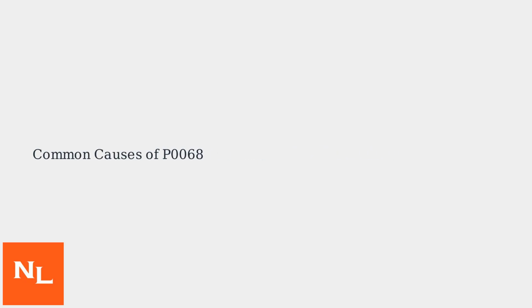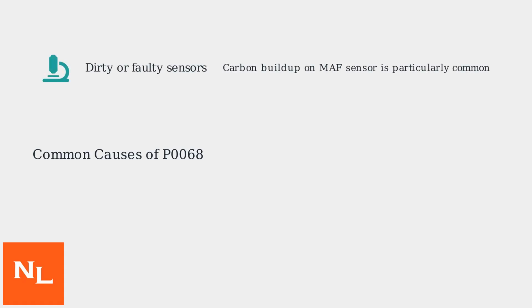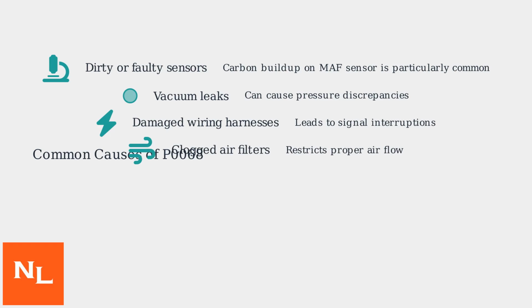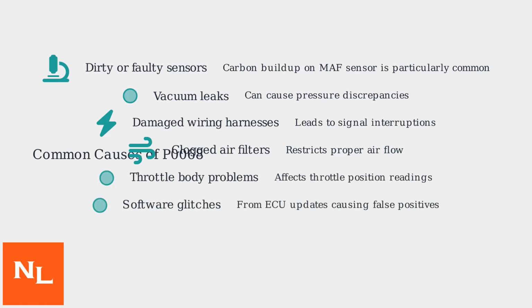Let's examine the most common causes. Dirty or faulty sensors, especially carbon buildup on the MAF sensor, are a frequent culprit. Vacuum leaks can create pressure differences that confuse the sensors. Damaged wiring harnesses may interrupt electrical signals to the sensors. Clogged air filters restrict airflow and affect sensor readings. Throttle body issues can disrupt throttle position correlations. Software glitches from ECU updates sometimes cause false positive readings. Addressing these causes promptly is crucial for restoring optimal engine function.